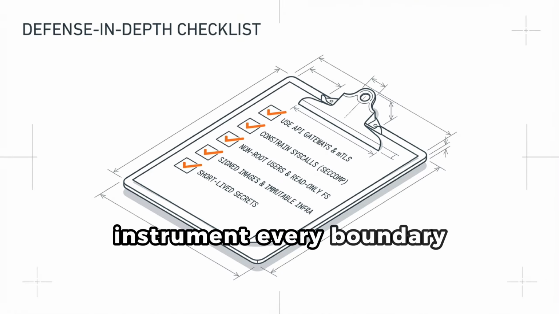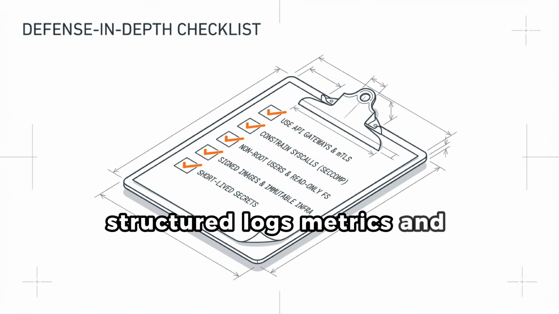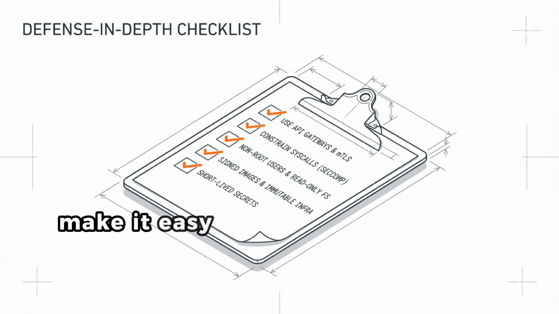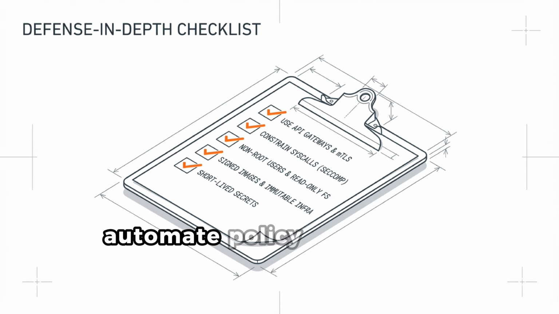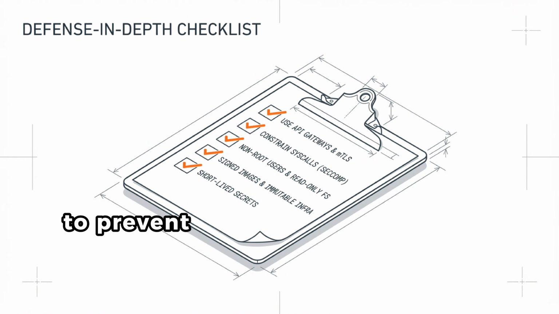Instrument every boundary, structured logs, metrics, and sampling traces. Make it easy to answer who crossed this boundary and when. Automate policy checks in CI to prevent accidental expansion of privileges or exposure.